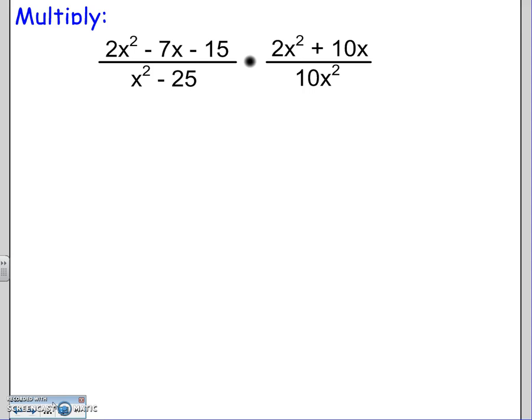For the top left, there are 3 terms. To factor 3 terms, you must check GCF. There's no number, and no variable that I can take out of all 3. After GCF, you check the X method. So I do the X method. On top is A times C. So 2 times negative 15 is negative 30.